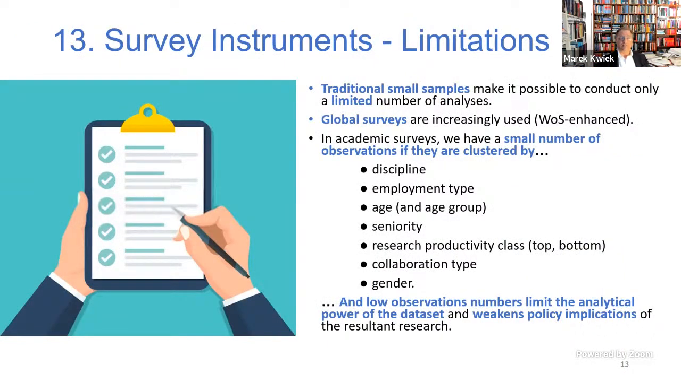I'm also pointing to all the limitations which we know in surveys. We know that when we apply disciplines and we apply age or seniority or collaboration type or gender or all of them combined, the number of our observations goes down and down. It's a serious issue. You start with, say, 1,200 observations for a country, which looks nice. And when you apply those clusters, you divide those observations by discipline, say 6, or by age group, say 4, or seniority, say junior and senior, the numbers go down to very small.